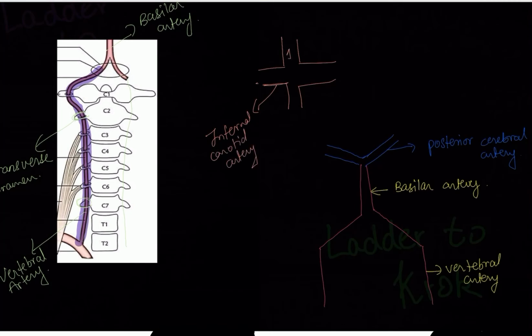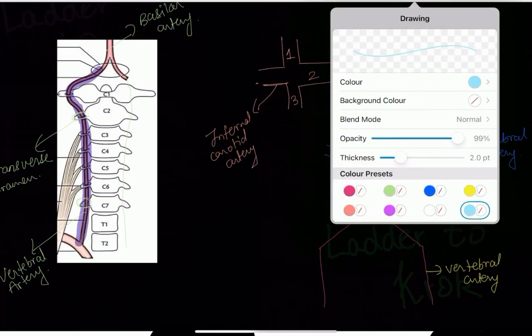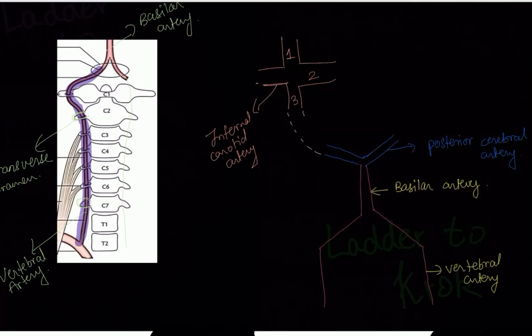Now it is giving off three branches: one branch, two branch, and third branch. Okay, so this third branch will give off a branch. This branch is known as, I'll write it here, posterior communicating artery. It is posterior communicating artery, and it was given off by internal carotid artery.